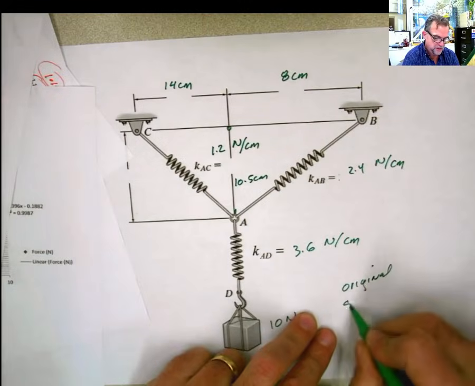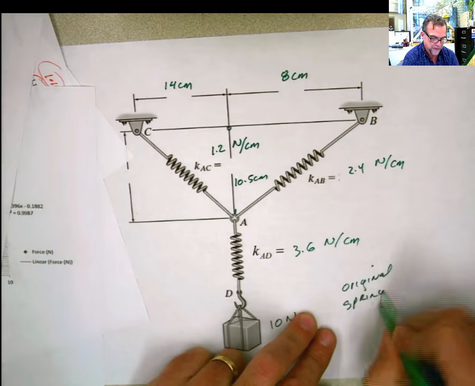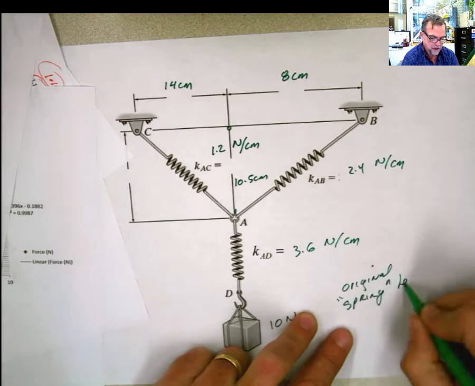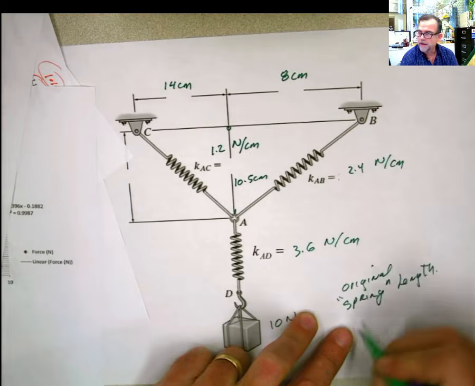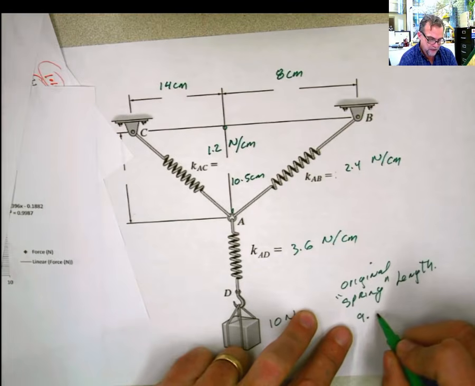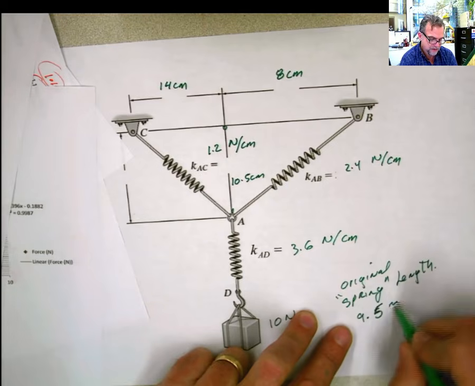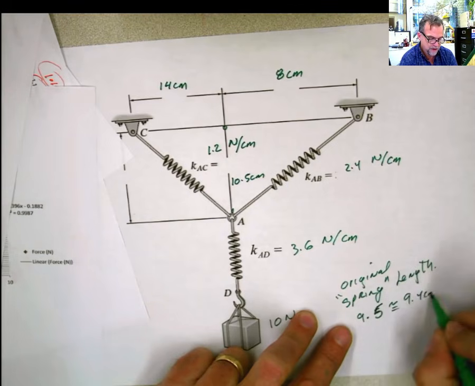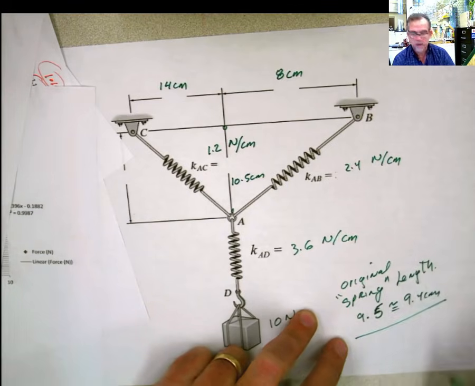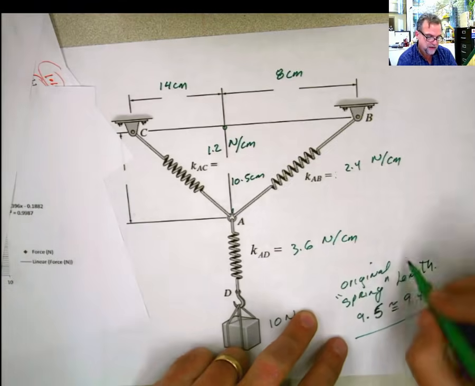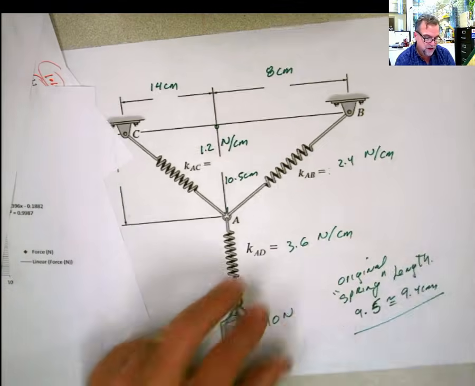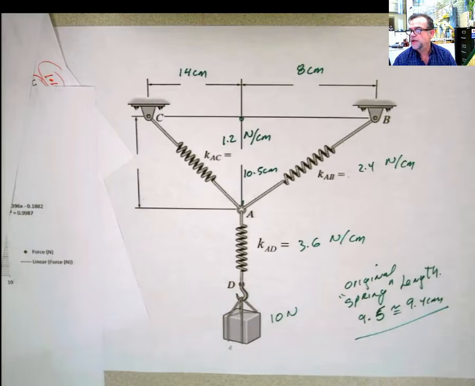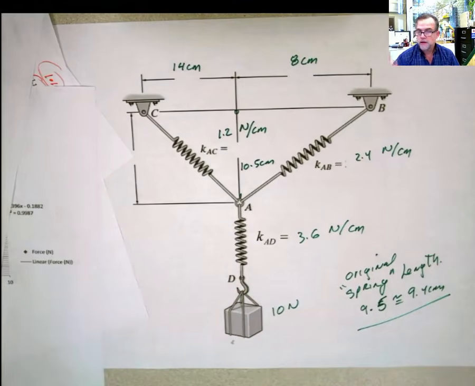The original spring length: 9.5. What? 9.5 centimeters. 9.5, 9.4 centimeters, somewhere around that point. Okay, if this is the original length of the springs, then you can come up with the solution and try to solve that problem. Do it, because you have no idea how much that can help you to understand the whole process.